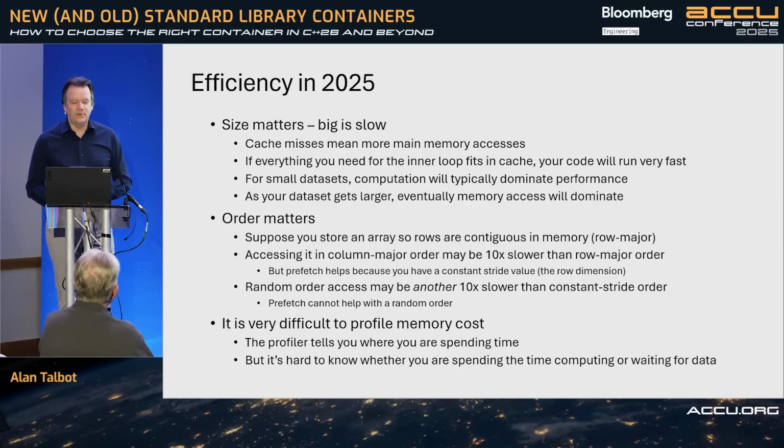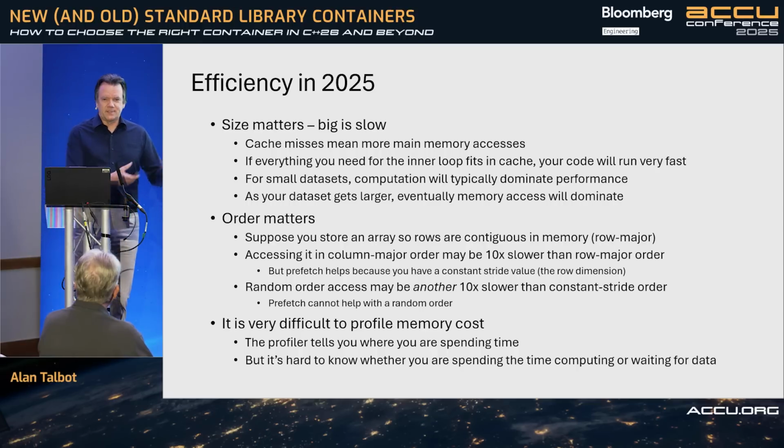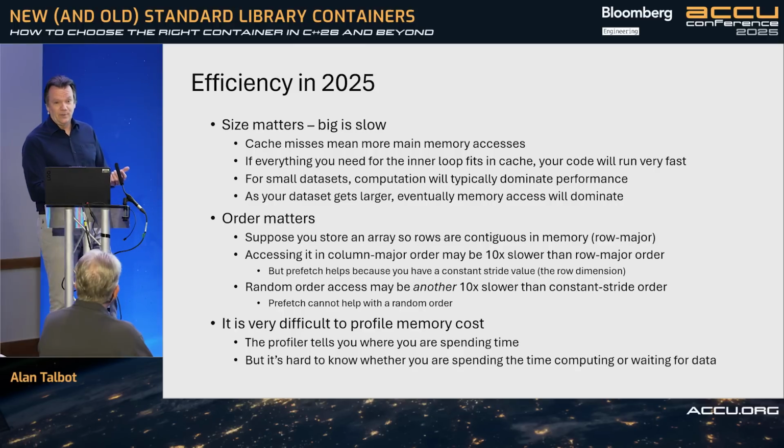But the prefetch helps you with that because you have a fixed stride. If you have random access, prefetch can't do anything with that, and that gives you another 10x hit. So you get a 100x hit over accessing contiguous memory. And it's very difficult to profile memory cost. Your profiler says, oh, you're spending time in this function, but it doesn't actually tell you whether you're spending time computing or waiting for data.